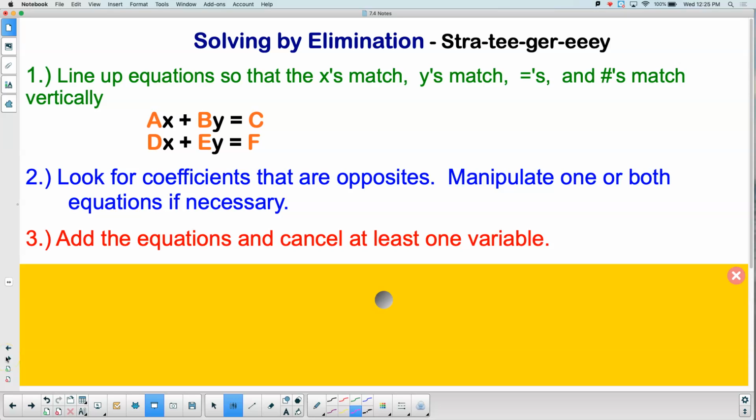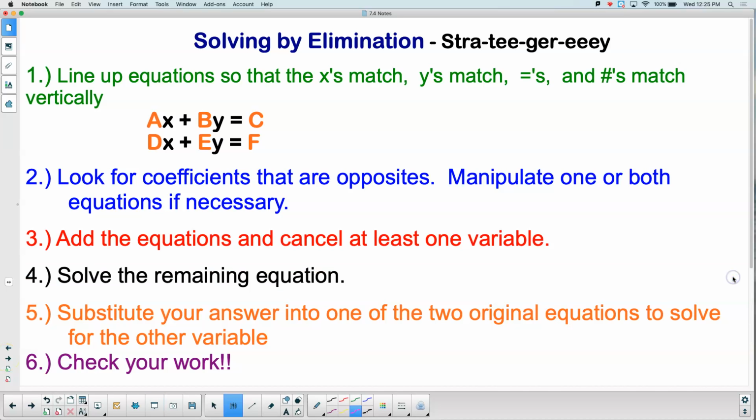Okay. So those steps again. After you cancel out, we solved it. Then we substituted our answer into one of the two original equations to solve for the other variable, and then we checked our work. Okay?